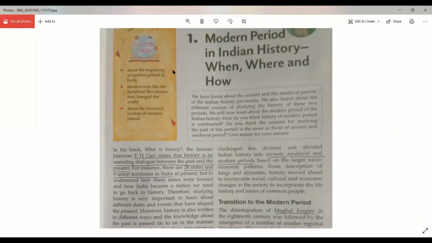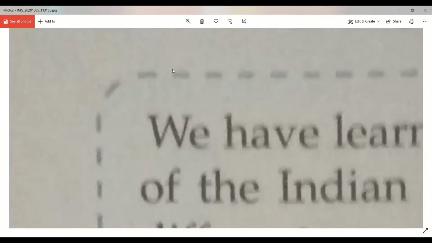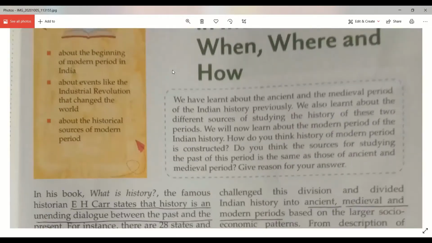So if we look, what are we going to study in this chapter? We will be covering the beginning of the modern period in India, and then we would look into events like the industrial revolution that changed the world. Do not worry about the terms, I will give you a brief explanation on what that means, and then in the end we will study the historical sources of the modern period.